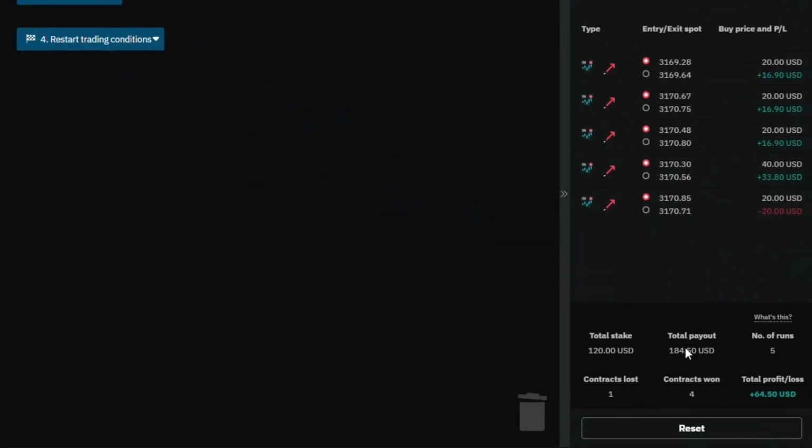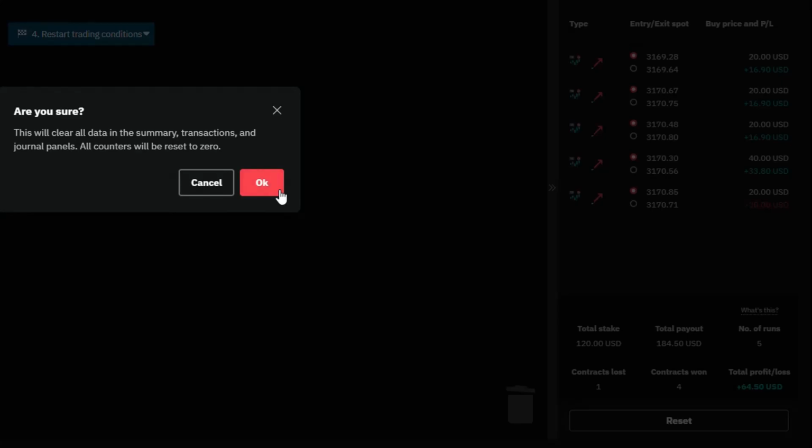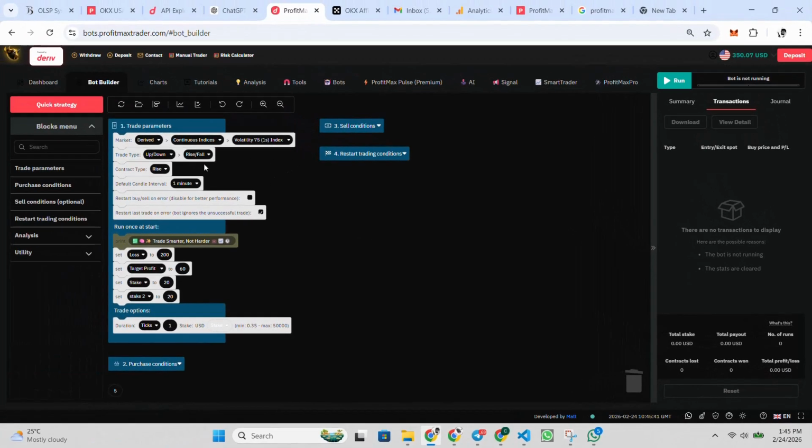Okay. And you can see this was a very good trade. We only lost 1 contract. Number of runs 5, won 4. That proves to you that the AI engine is providing some level of accurate entries.